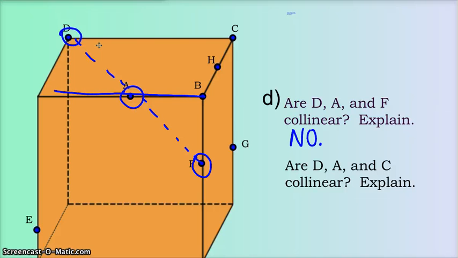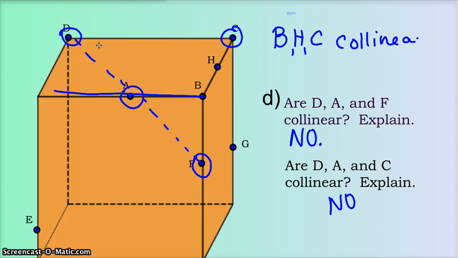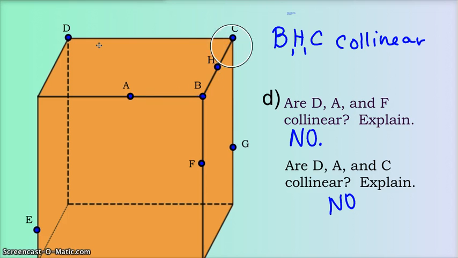Lastly, D, A, and C are not collinear. They couldn't possibly be, as C is up in the corner. And I think there's one more that I don't have on my screen. B, H, C, are those collinear? I gotta erase. B, H, C, are they collinear? Absolutely.